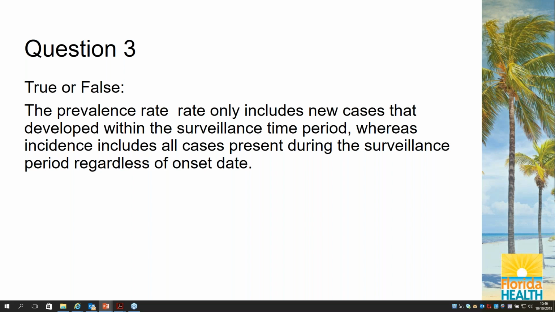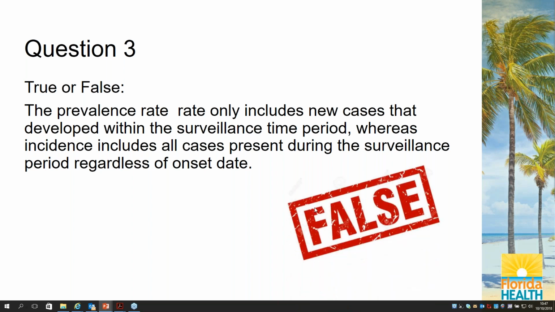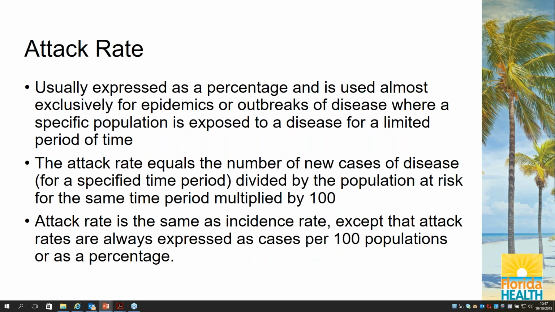Okay, yes, this one was an easy one. Very well. Good job, guys. Yes, that's correct. So it is the opposite, right? It is false. So the incidence rate is going to include our new cases that develop within the surveillance time period, whereas the prevalence rate is going to include all cases present during the surveillance period, regardless of the onset date. All right, let's move over to the attack rate.